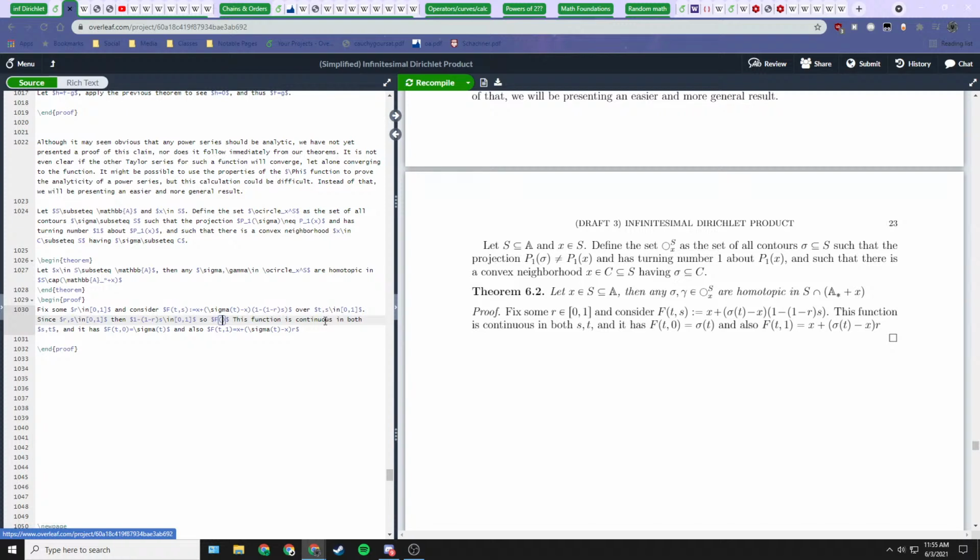So f of t, s, that's right, and we want to say x and sigma. Oh, right. No, we got it, okay. Fix some r in (0, 1), consider the function for (0, 1). Okay, so actually we also want to do subset s b.